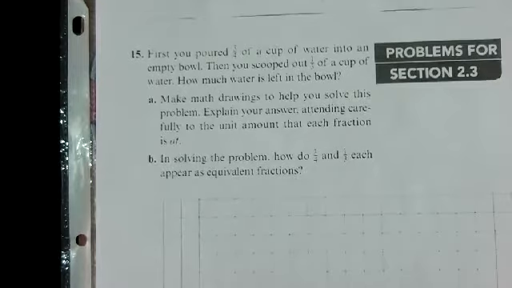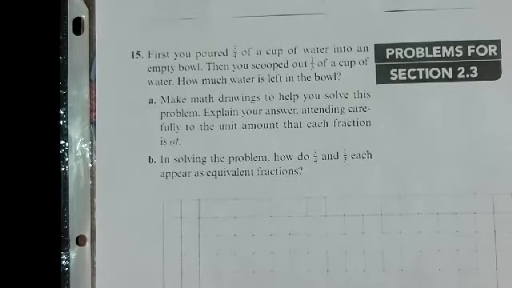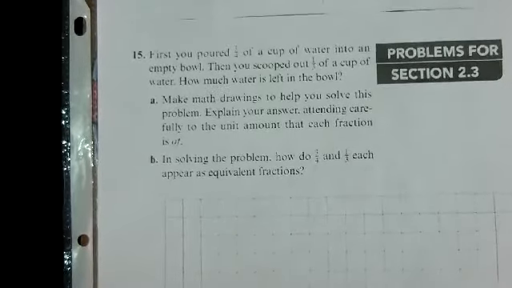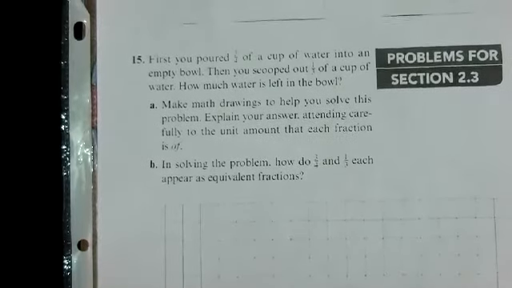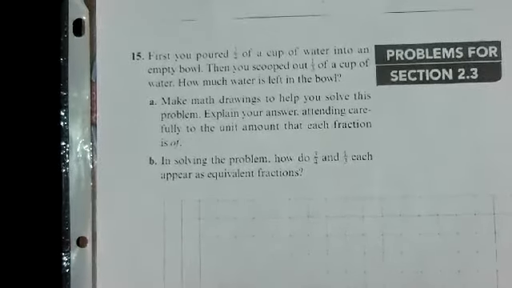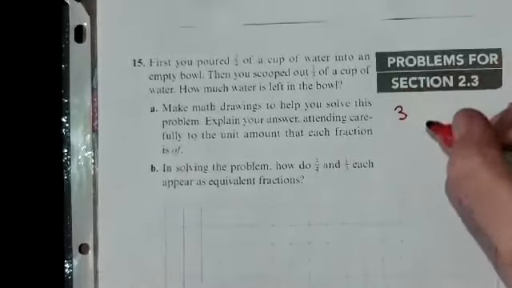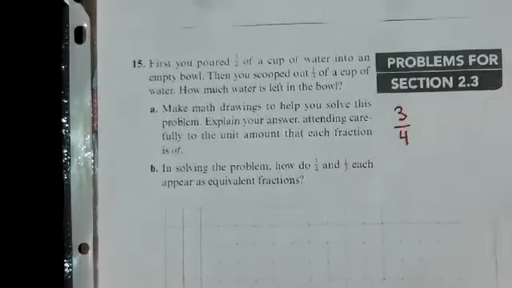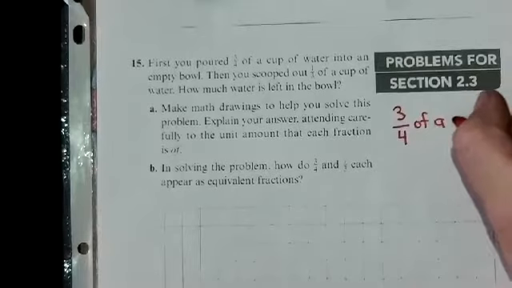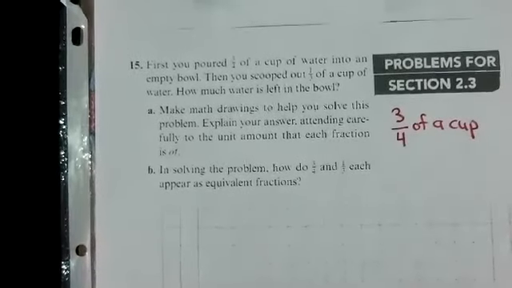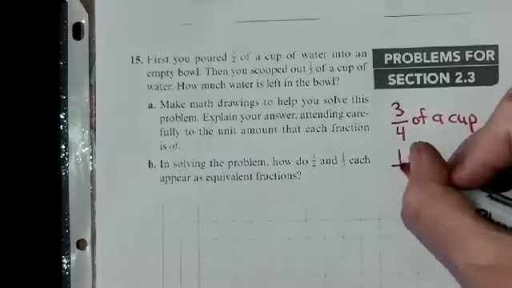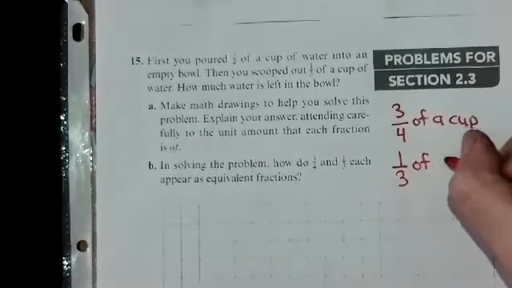And part B, in solving the problem, how do 3/4 and 1/3 each appear as equivalent fractions? So if we make a math drawing, first identifying for ourselves what we imagine 1 cup to look like, we have the quantities 3/4 of a cup, and we have the quantity 1/3 of a cup.